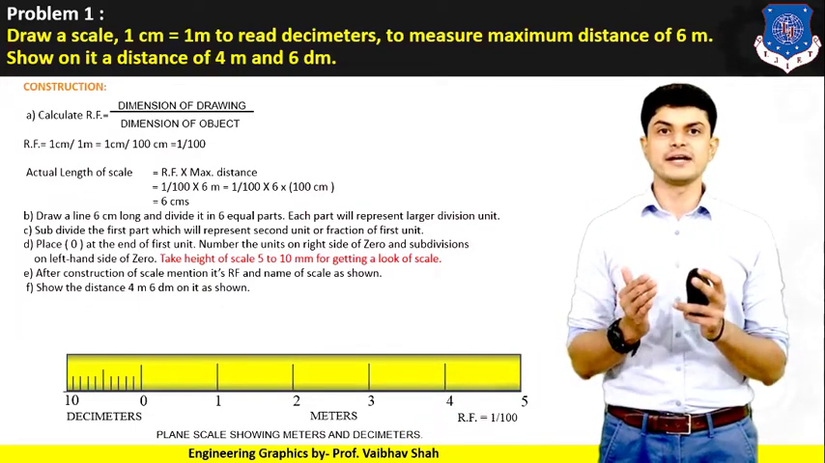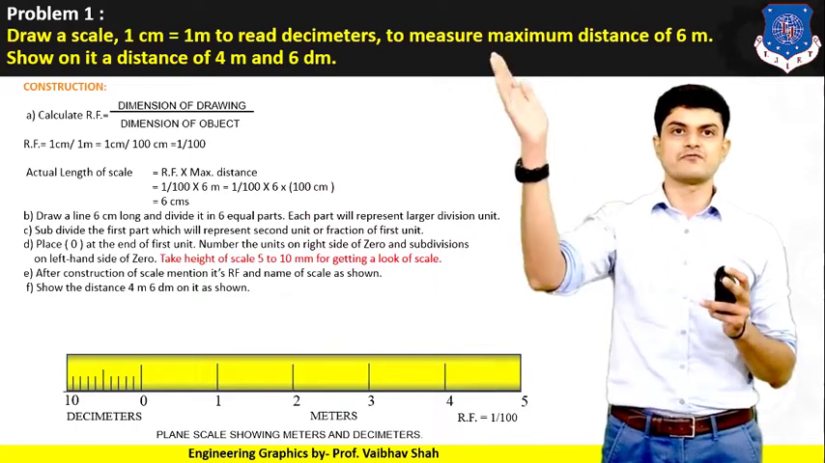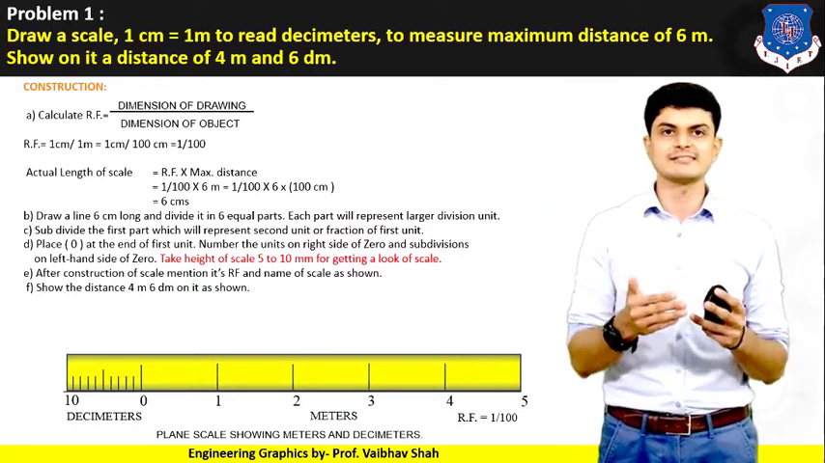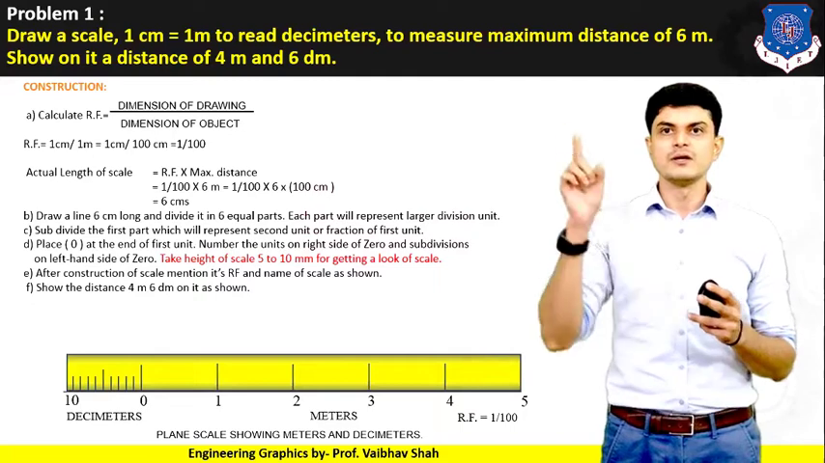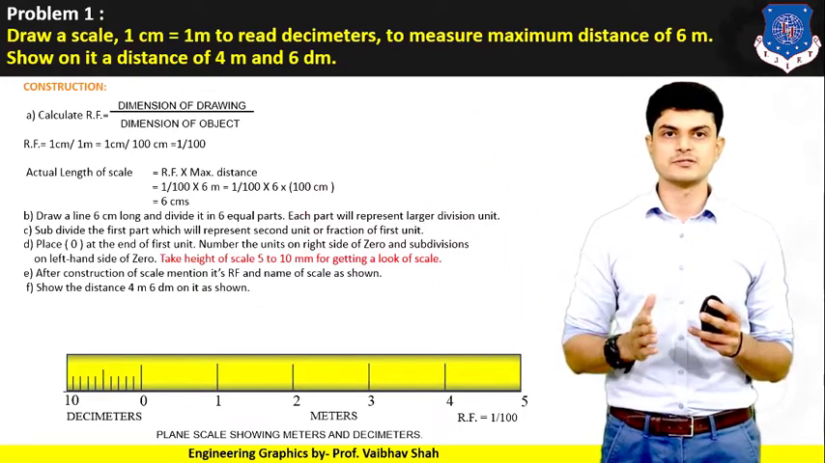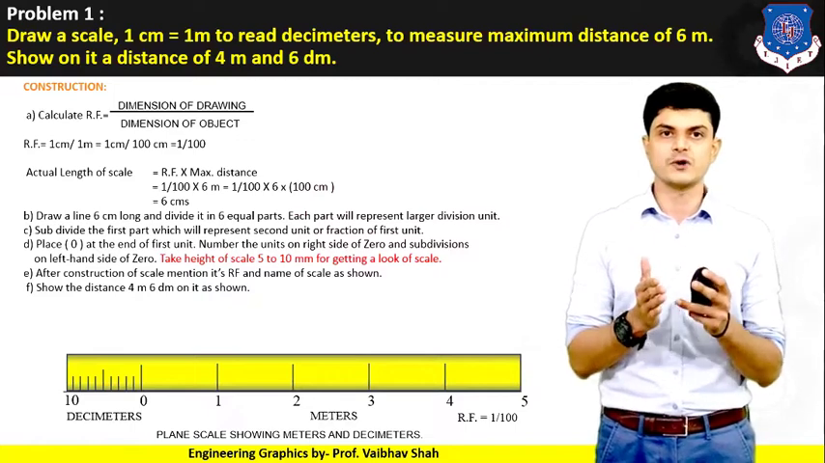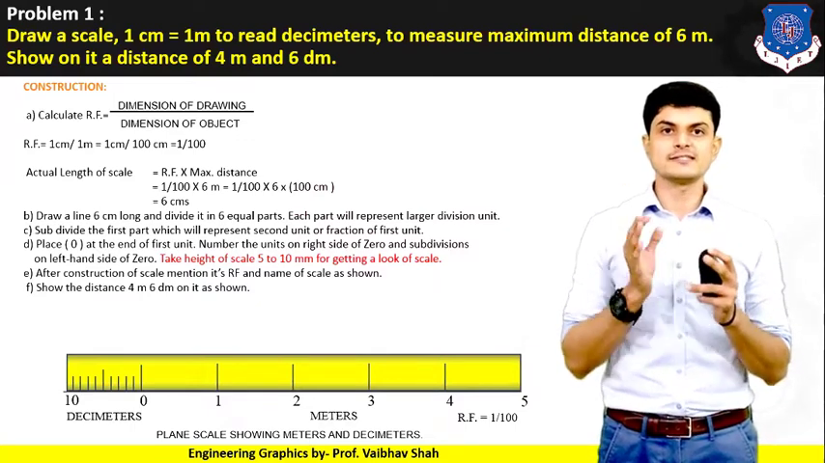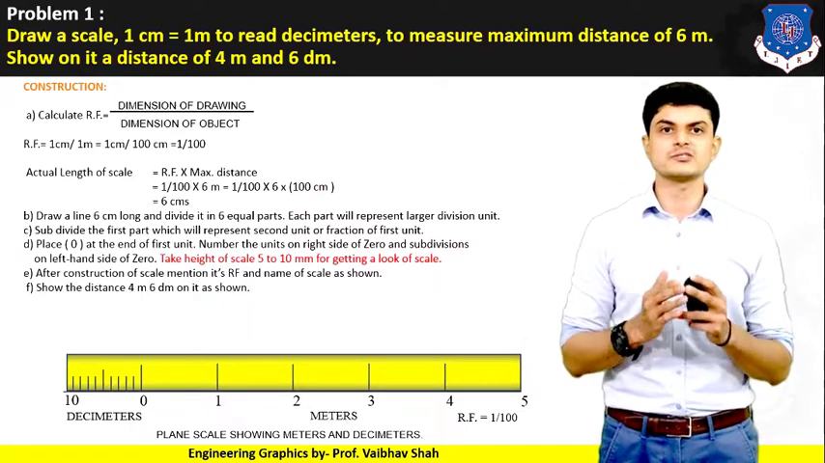Now we have completed the first part of our example, like our first sentence. Now let us jump to the second sentence, which says that show on it a distance of 4 meters and 6 decimeters. So now we need to show a distance of 4 meters and 6 decimeters. How to show this distance on this line?